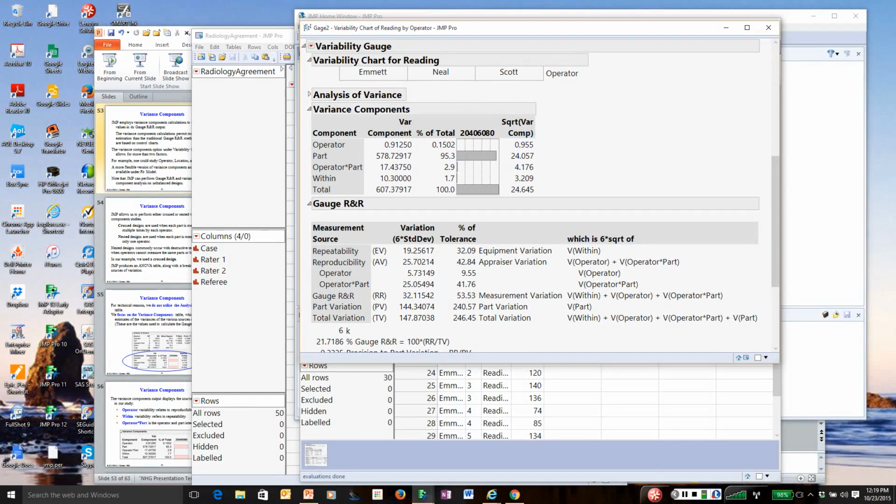Part variation is, again, the biggest chunk of variation, taking up 95%. It's not of direct interest to us. But the variance components analysis in gauge R&R can break it out separately, and we're not really using it for anything here. It's a big part of the variation, but it should be, because we picked the parts to be very different.